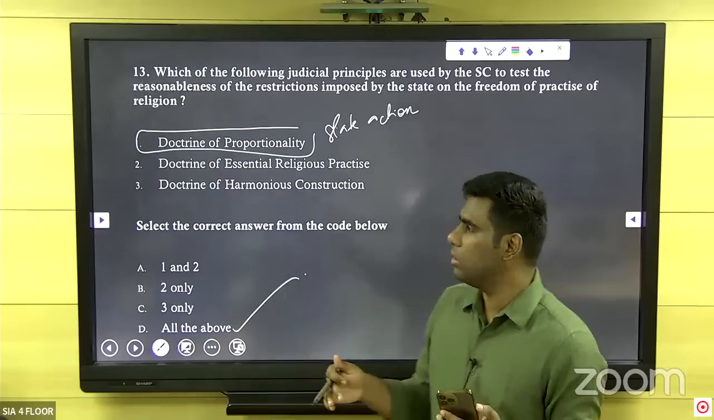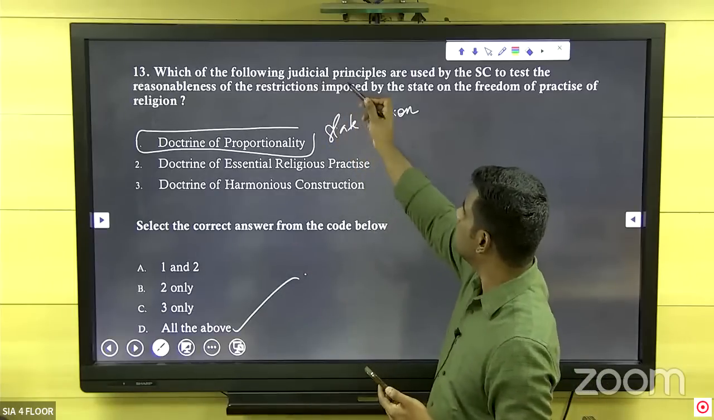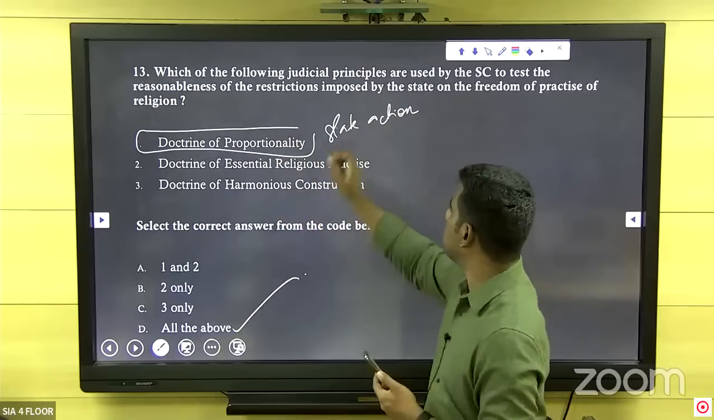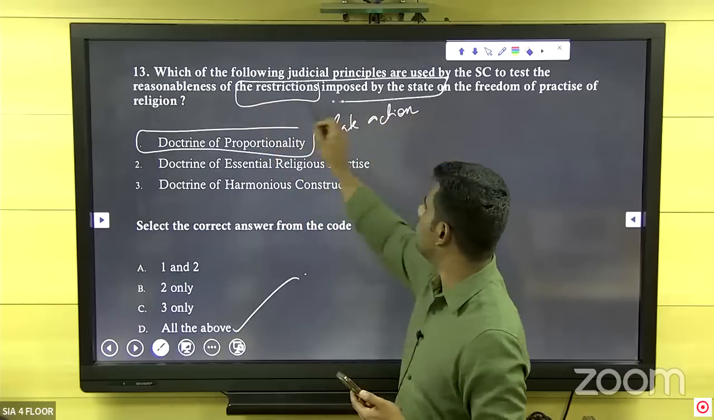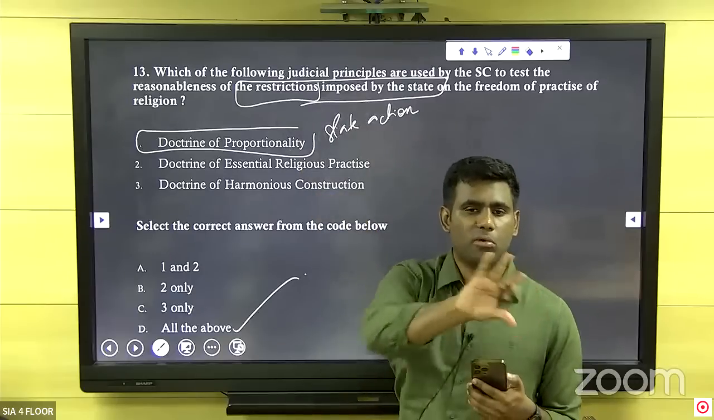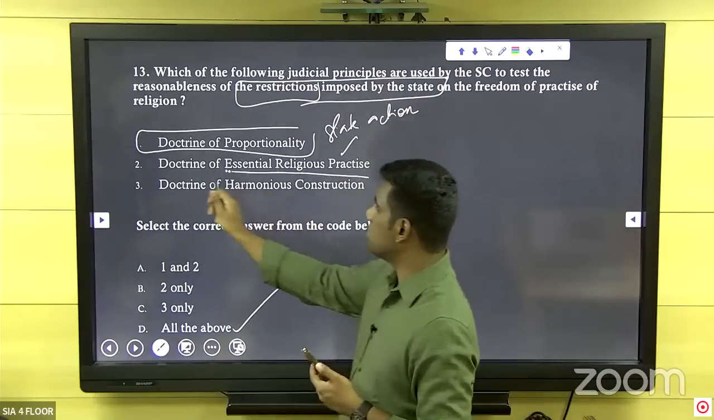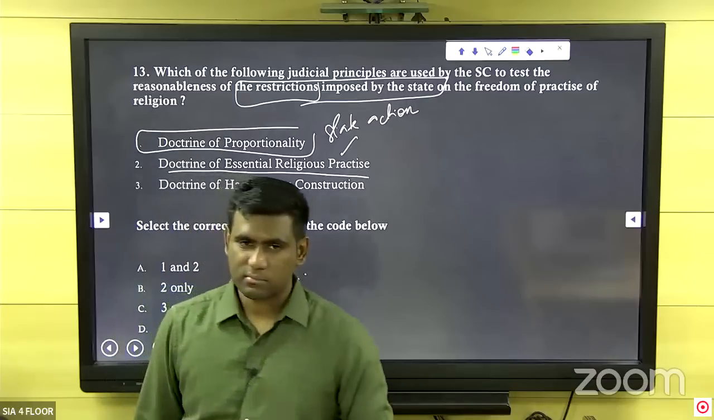It should not be excessive. So yes, the judiciary uses the doctrine of proportionality to evaluate state action, the restrictions imposed by the state, whether it is proportional to the problem or not. It is used as a test. The doctrine of essential religious practice, of course, is also used as a test.